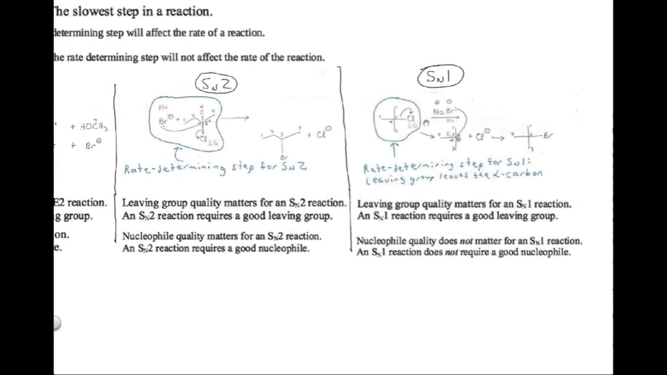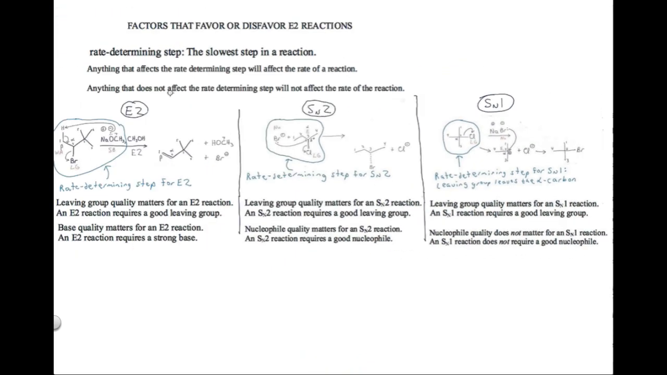Well, remember we've discussed anything that does not affect the rate-determining step will not affect the rate of the reaction. Since the nucleophile does not participate in the rate-determining step for SN1, nucleophile quality does not matter for an SN1 reaction. And therefore, an SN1 reaction does not require a good nucleophile. An SN1 reaction can work even with a poor nucleophile because the nucleophile is not participating in the rate-determining step for SN1. Anything that does not affect the rate-determining step will not affect the rate of the reaction.